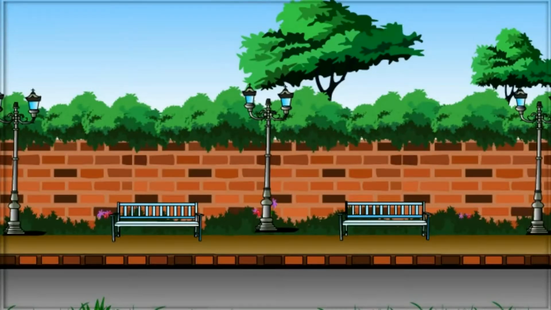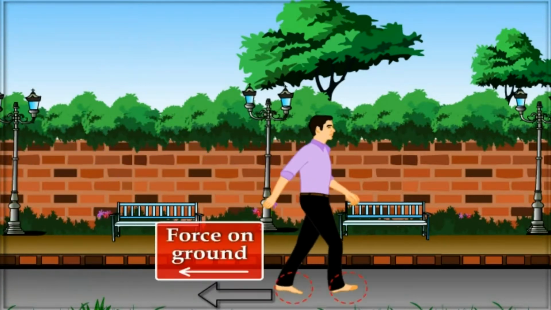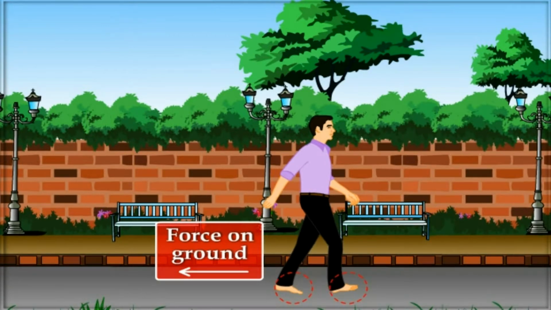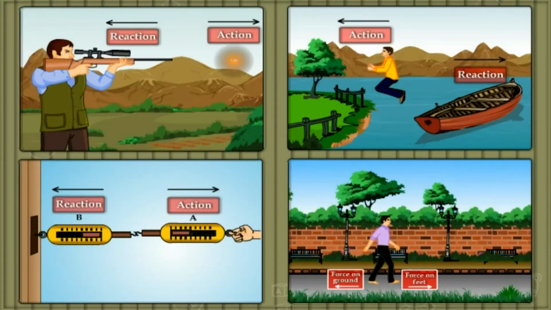Do you know how we are able to walk on the ground? When we walk on the ground, our feet push the ground backward, and in return, the ground exerts an equal and opposite reaction force on our feet to make us move forward. These are some of the examples in our life which illustrate the third law of motion.